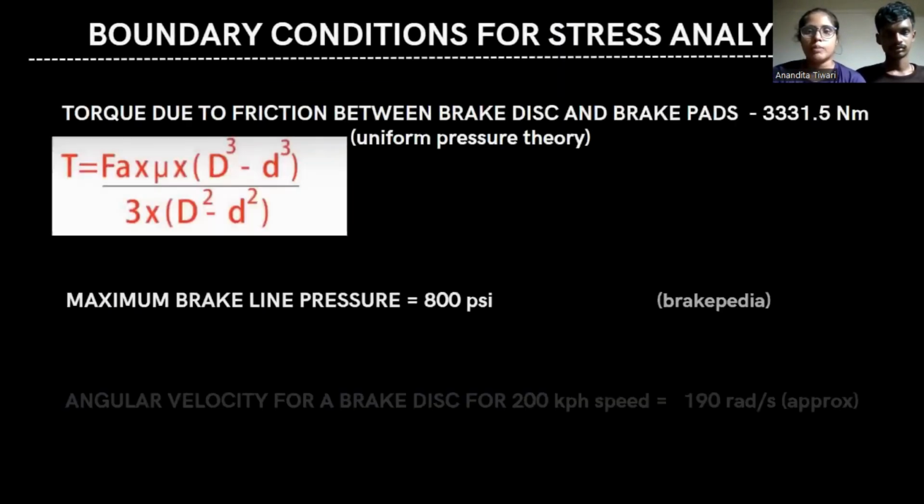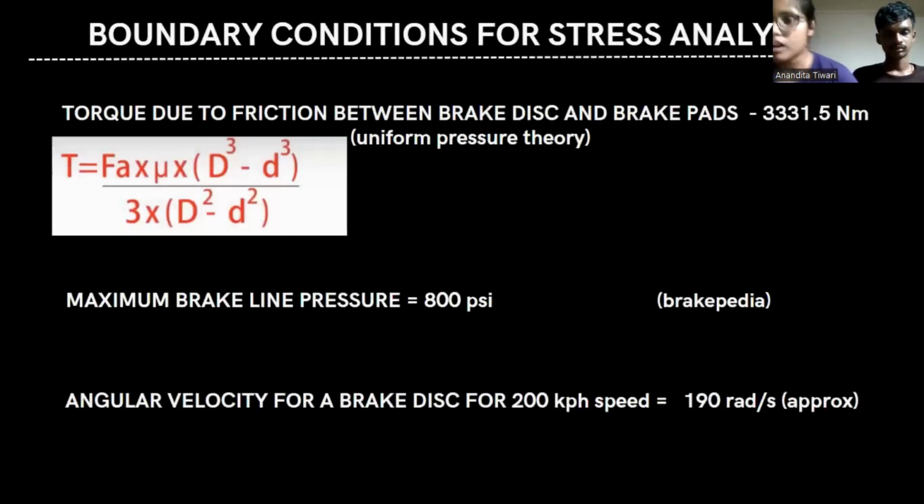Moving on, next we went for stress analysis. For getting the boundary conditions, we used something called uniform pressure theory, which says that when the brake pads are in contact with the brake disc, the brake pads will apply uniform force on the outer brake disc area. By that, we got the torque as mentioned. Then we got the maximum brake line pressure as 800 psi from a website called Brakepedia.